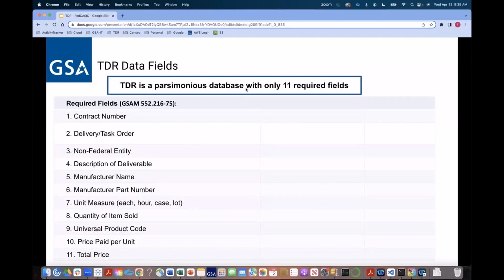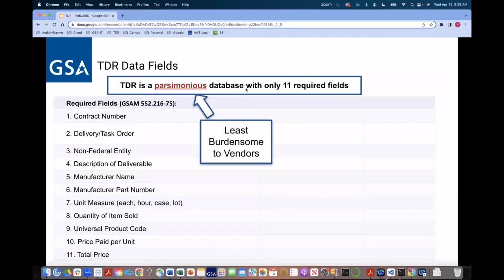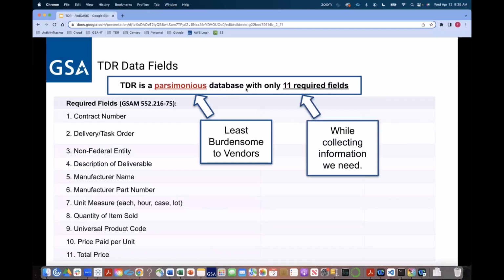When we're looking at transactional data, we'll refer to it as TDR moving forward. The TDR is a parsimonious database with only 11 required fields. It's parsimonious because we want it to be the least burdensome to vendors.